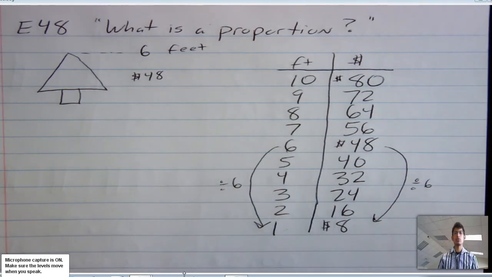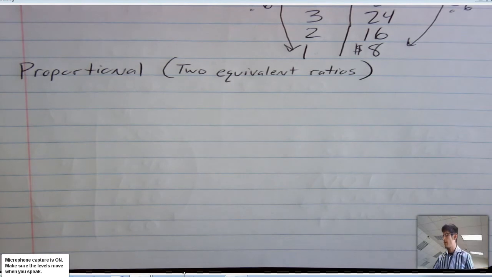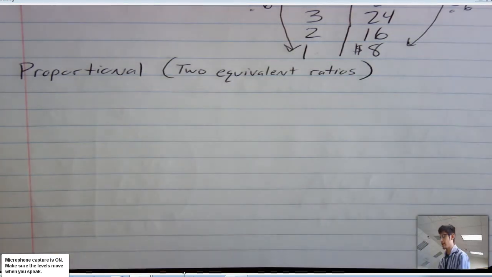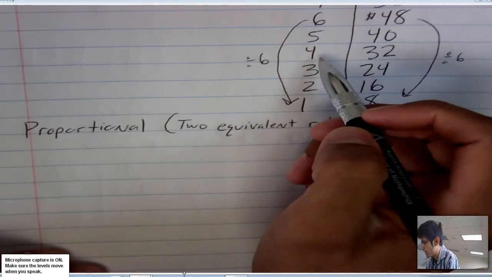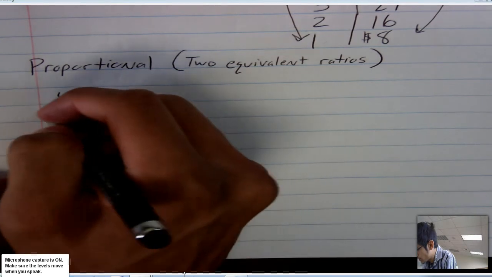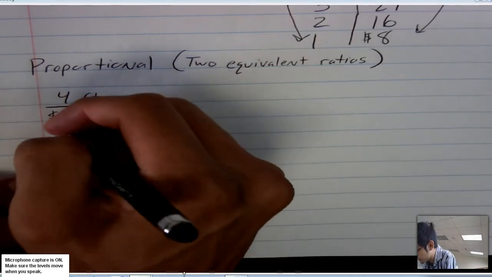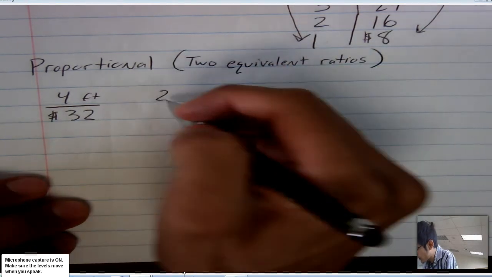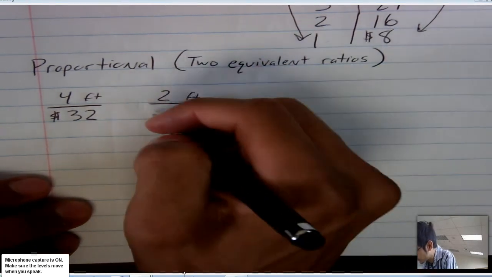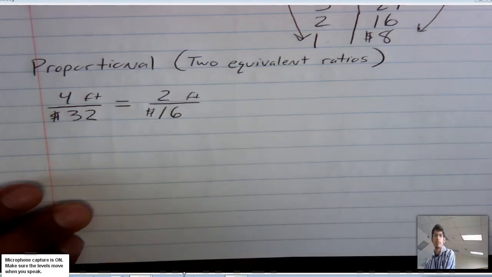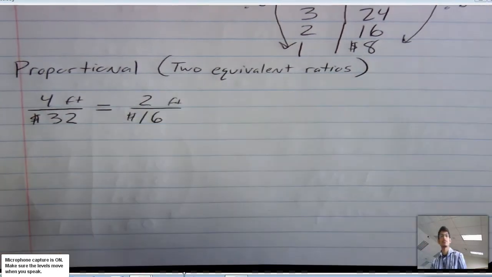So with this information, we can now talk about what is a proportion. Proportional means you have 2 equivalent ratios, and you write them like they are fractions. So looking at my chart, a 4-foot Christmas tree would cost me $32, and a 2-foot Christmas tree would cost me $16. And so I would say these two things are proportional. They're equivalent. They mean the same thing.